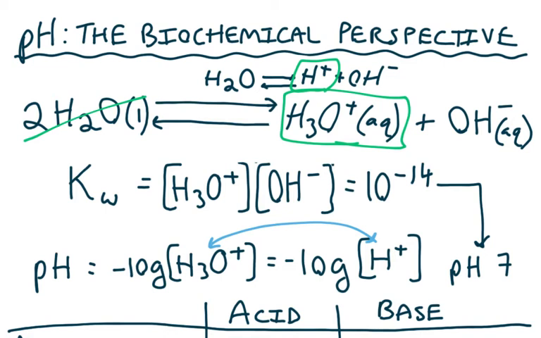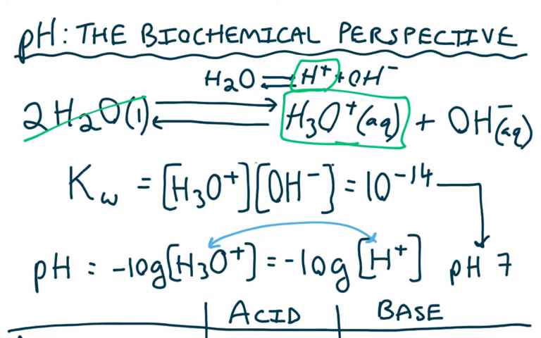So where does this come in with pH? Well, P means negative log in science. So pH is the negative log of the concentration of H3O+, or the negative log of the concentration of H+. Again, those two things are synonymous.